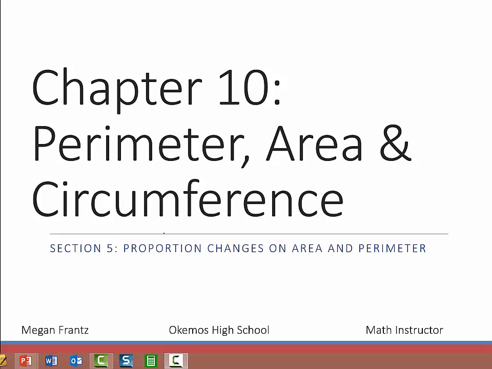Now, if I take the radius and multiply by 1/5, my new radius is 1/5 of 10, or it's only 2. I'm going to do the same thing. Plug in for my circumference, 2 pi times 2, which is 4 pi. And area, pi r squared, is pi times 2 squared.